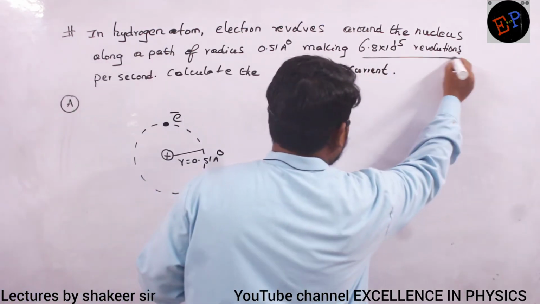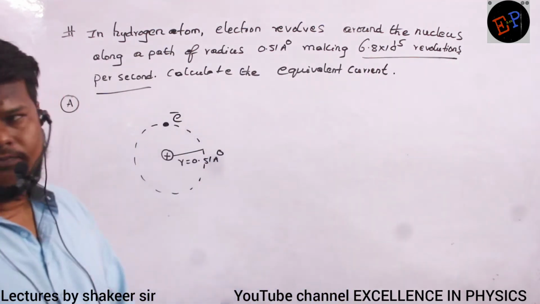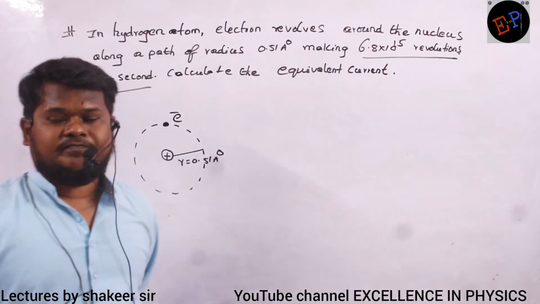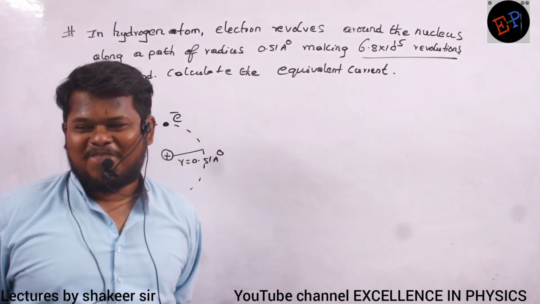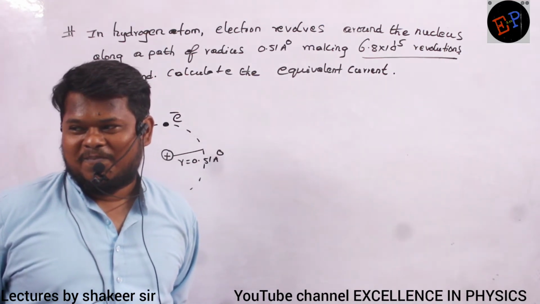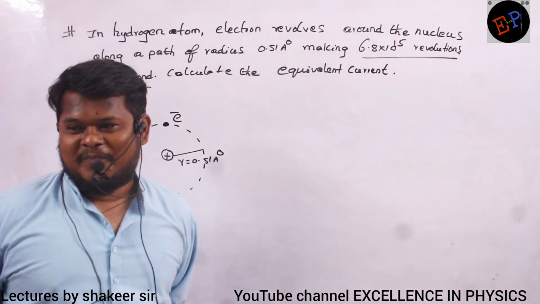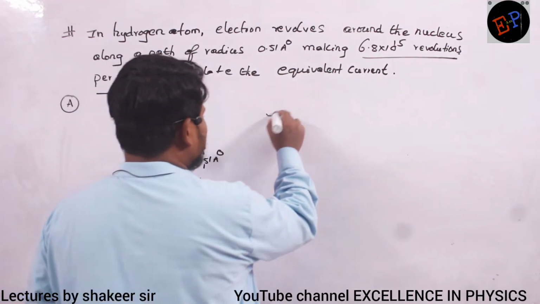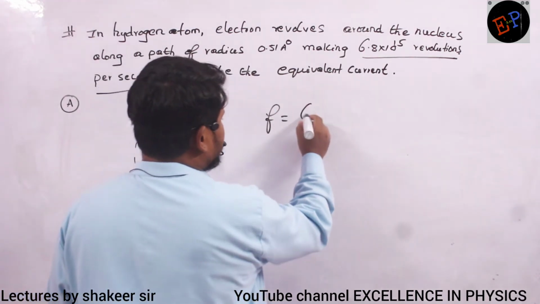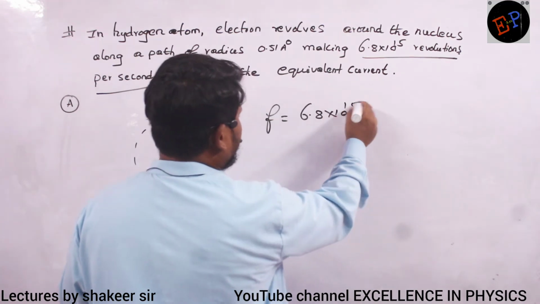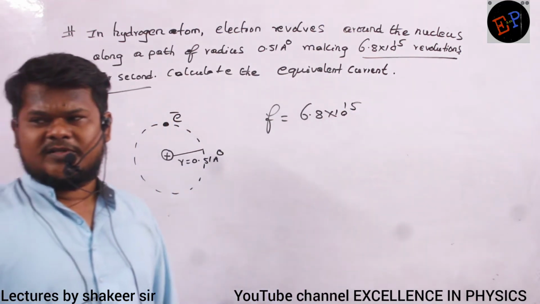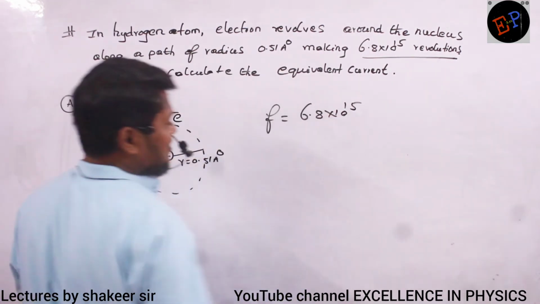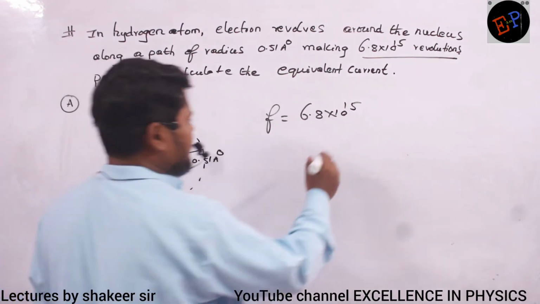If you observe this, what do you understand? What is meant by 6.8 into 10 power 15 revolutions per second? Tell me. This is called frequency. Frequency is how much? 6.8 into 10 power 15. What is meant by frequency? The number of revolutions per second is called frequency. So 6.8 into 10 power 15 rotations per second is the given frequency.